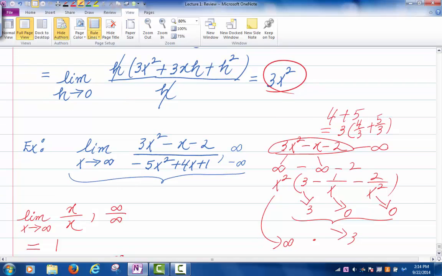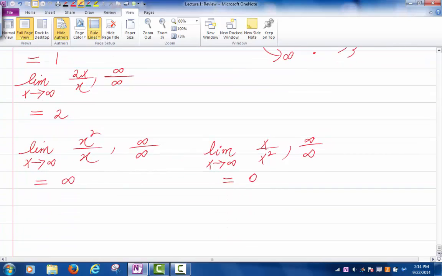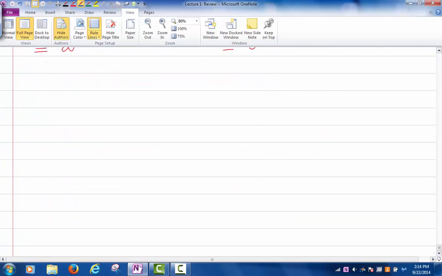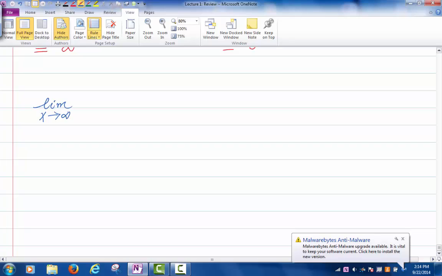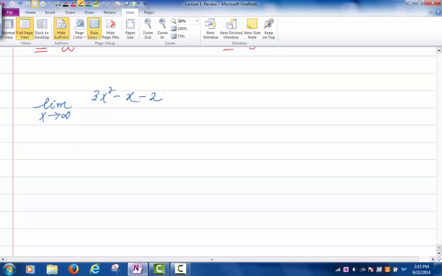Well, we do some algebra. Here's the limit that we are looking at: the limit as x goes to infinity of 3x squared minus x minus 2, over negative 5x squared plus 4x plus 1. I'm going to show you first how this is done and then show you a quicker way of determining this.